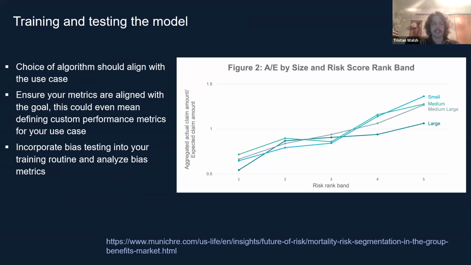So another one here is training and testing the model. As you move into the feature engineering and building the model stage, I think you should always consider what the choice of algorithm you're using is going to be and how it fits with the use case. So interpretability is a consideration there, right? You may have very few constraints on interpretability beyond just extracting some top drivers. And so in that case, you're fairly unconstrained in terms of what you use. But if you have more constraints, then that factors into the approaches you can take.